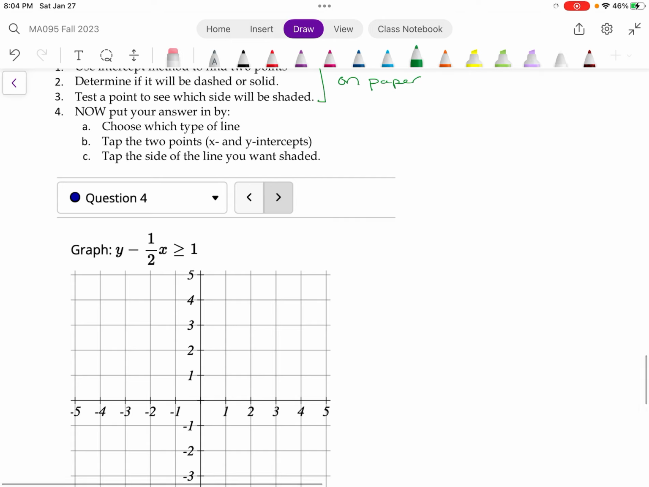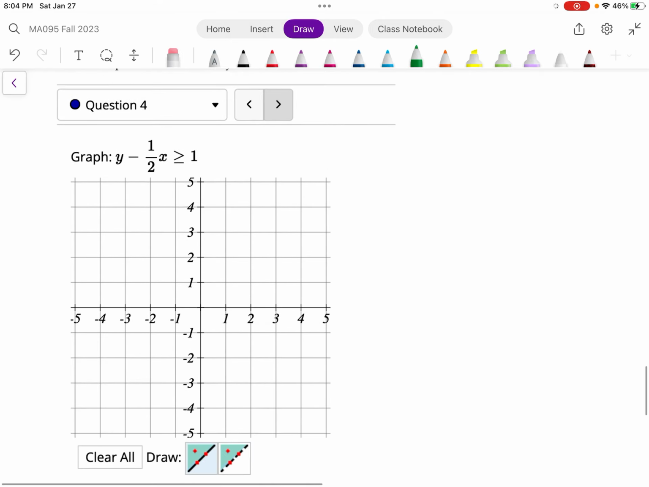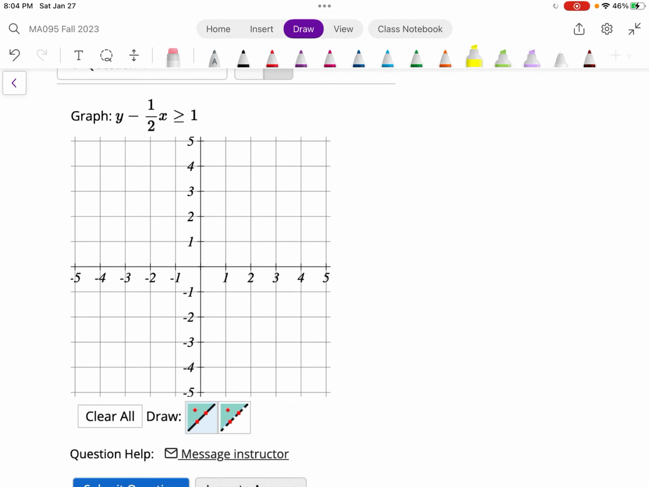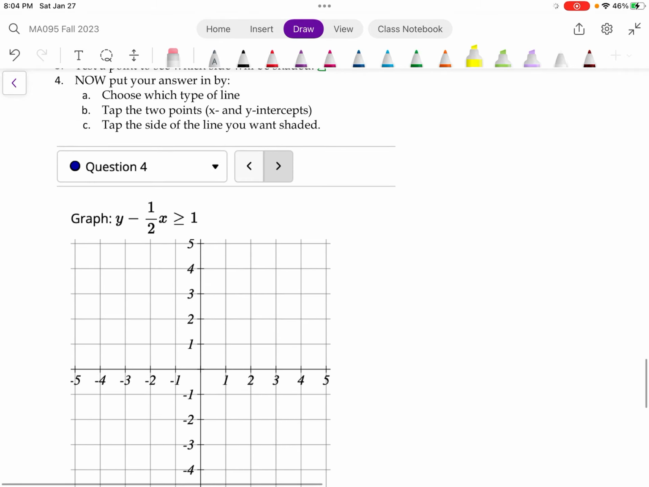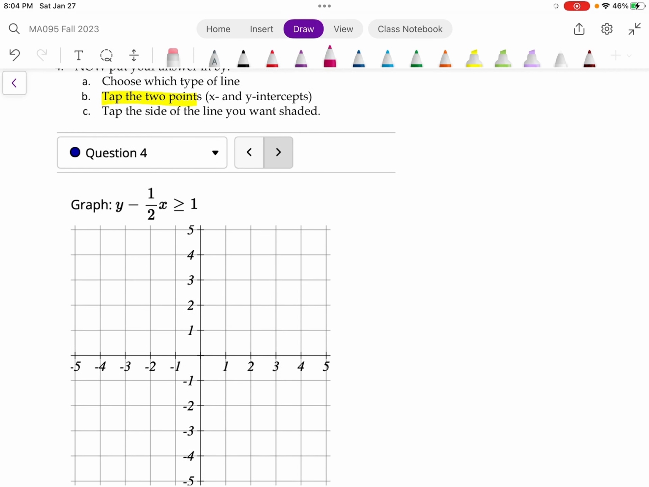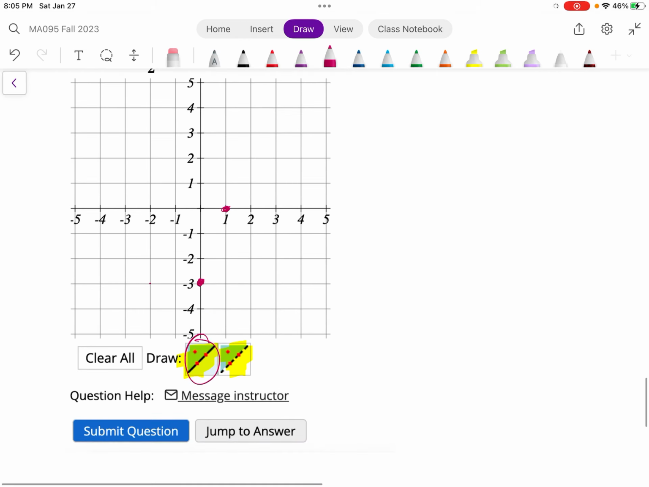Now, once you figure this out on paper, you're going to put your answer in by choosing which type of line. Right down here, is it a solid line or is it a dashed line? And then what you're going to do is tap the 2 points, your x and y intercepts, or whatever 2 points you've chosen. So if my 2 points were, say, I'm just going to pick a couple. Let's just say they're here. This is not correct, but here and here. I didn't work this problem, but here and here. And we know it's going to be solid, right? So we're going to choose this tool right here. Okay, so choose the tool, tap here.